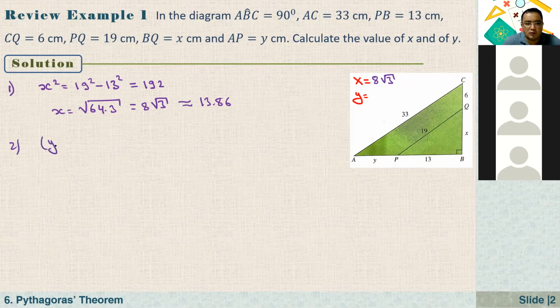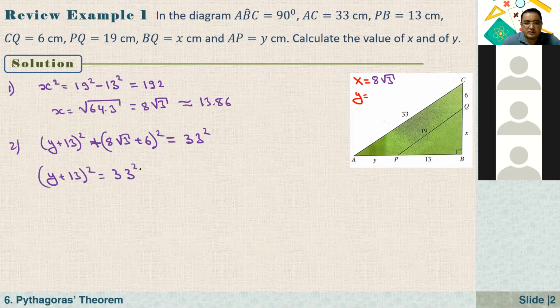So in part 2, again, the big one, it's a right angle triangle. So we have this equation: y plus 13 squared is equal to, we know what x is, x is 8 square root of 3 plus 6 squared. And here we have 33 squared. And now the whole thing I can calculate with the calculator. What is y plus 13 squared? That is equal to 33 squared minus 8 times square root of 3 plus 6 squared.